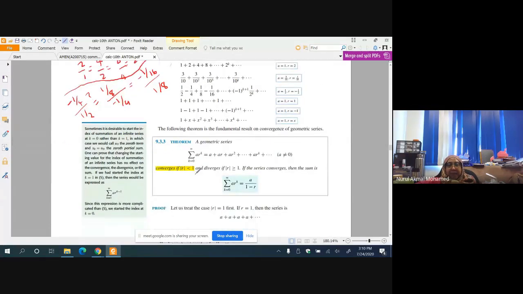Okay, and then we have a theorem here. It says that a geometric series will converge if the absolute value of r is less than 1, and it will diverge if the absolute value of r is greater than or equal to 1. If it diverges, then we cannot find the sum. If it converges, then the summation is given by a divided by 1 minus r.